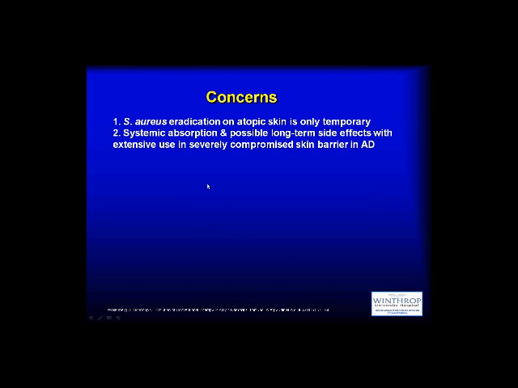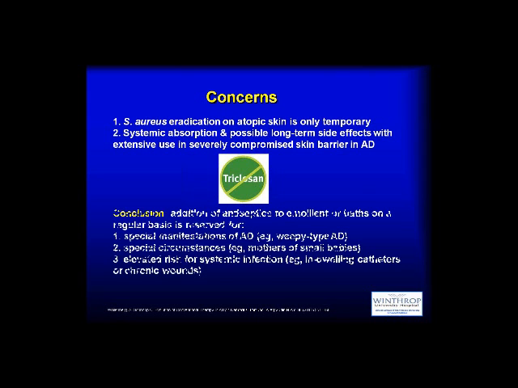The concerns on this are, one, Staph aureus eradication in atopic skin is obviously only temporary, only as long as you're using your antibacterial soap. And there is possible systemic absorption and possible long-term side effects with extensive use in severely compromised skin barrier in atopic dermatitis. So not for prolonged use.